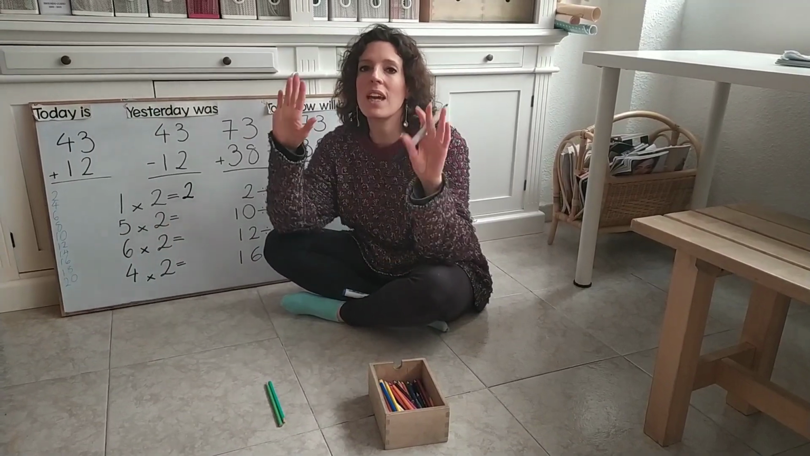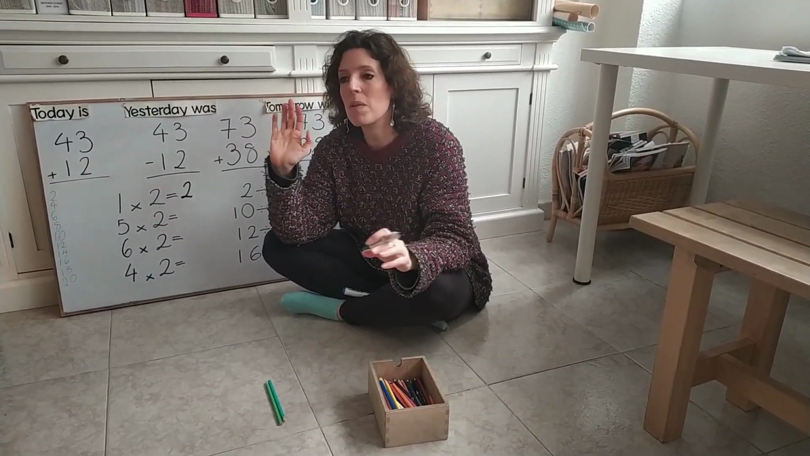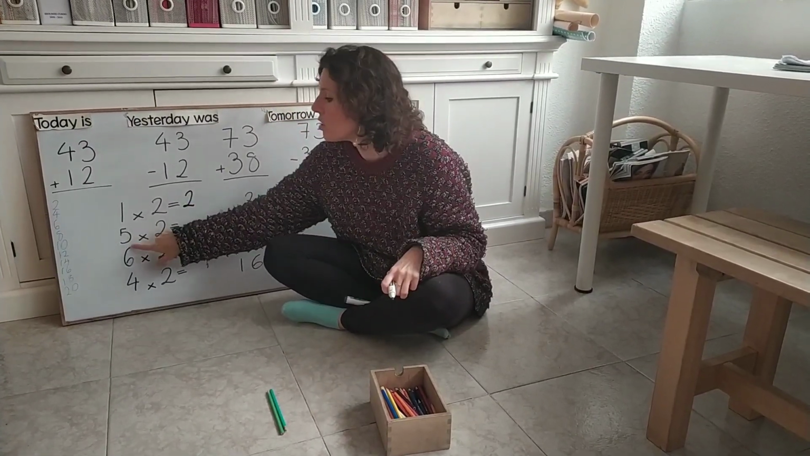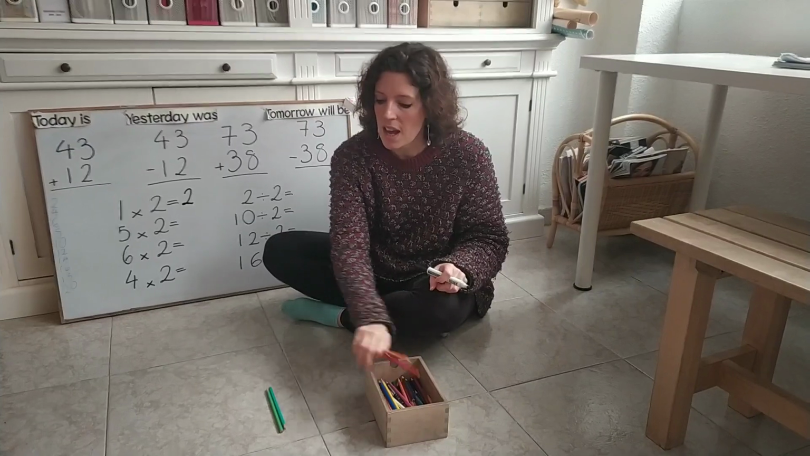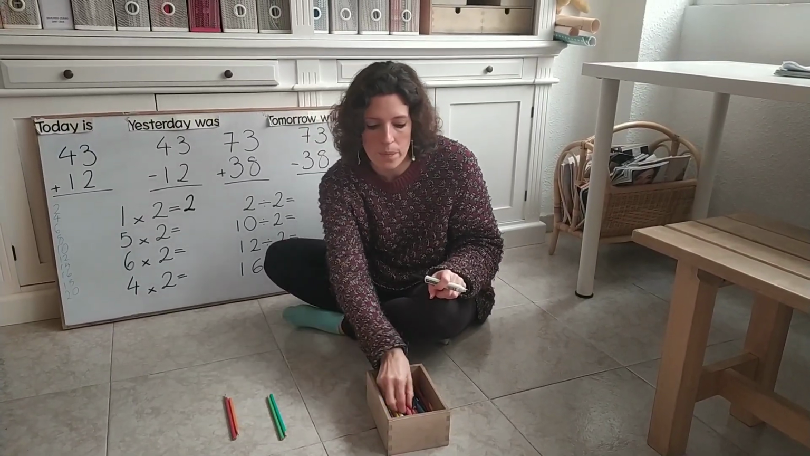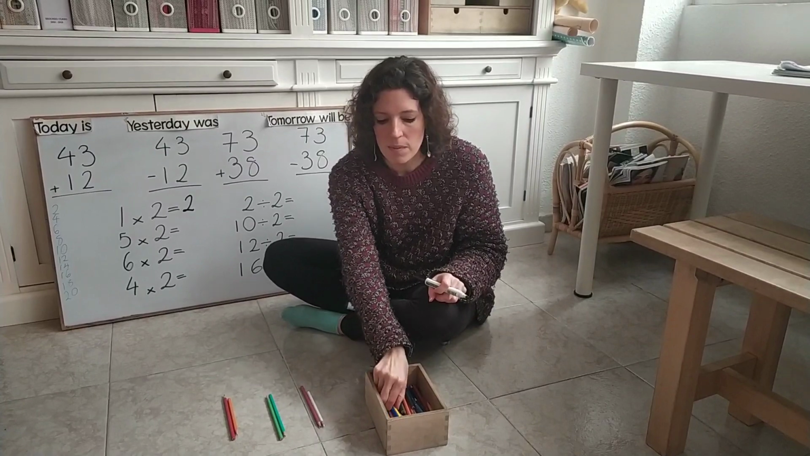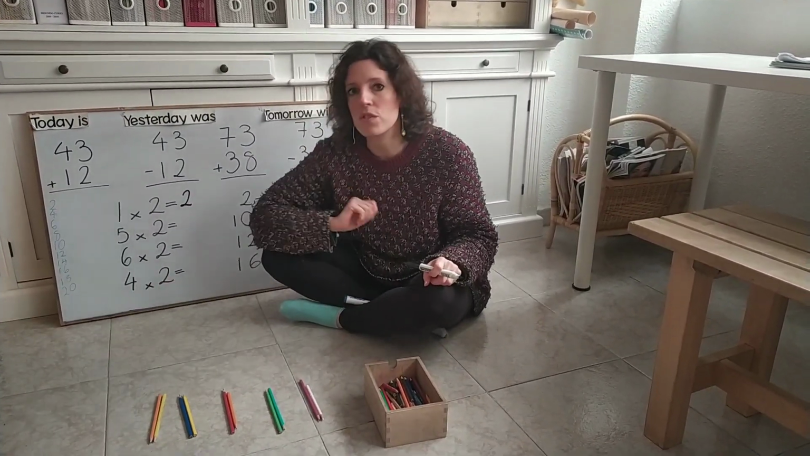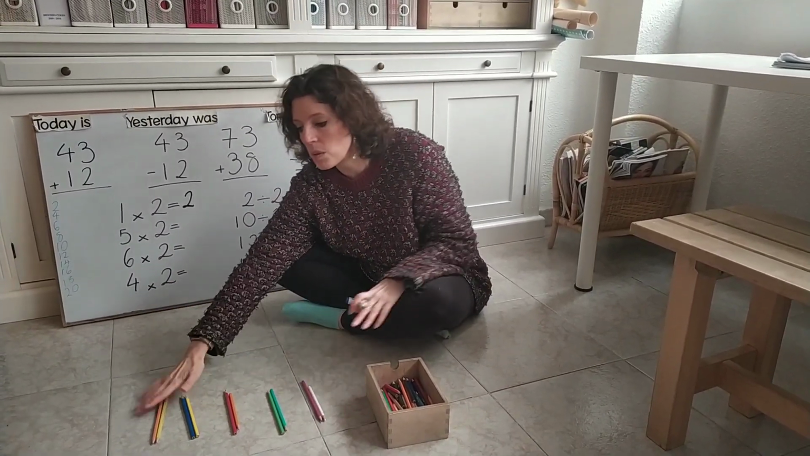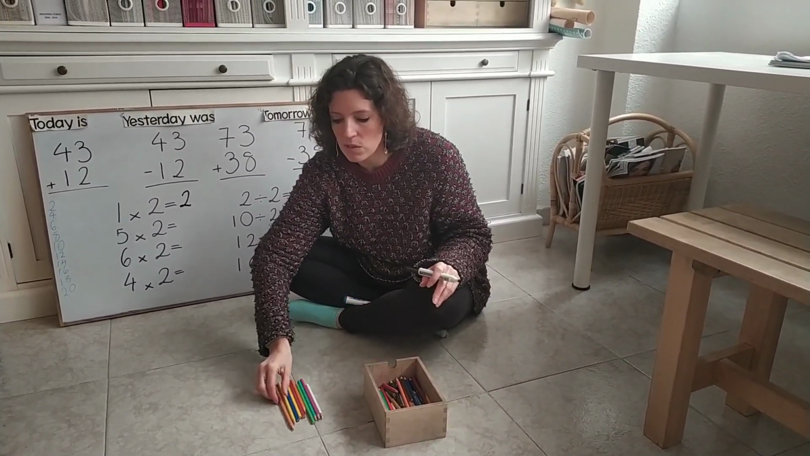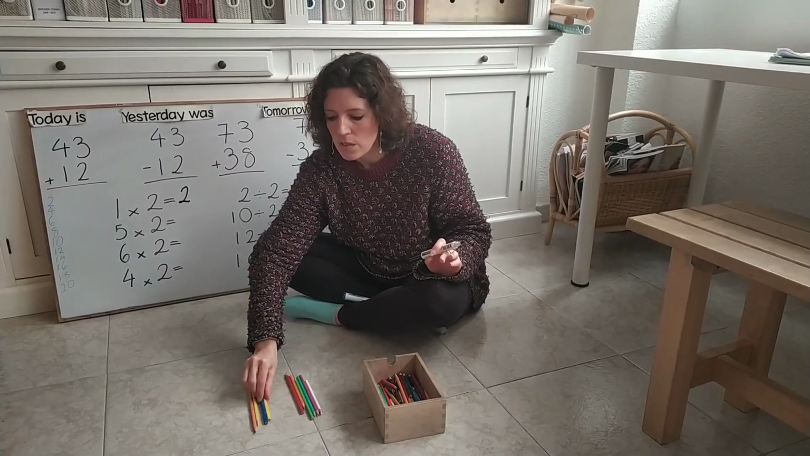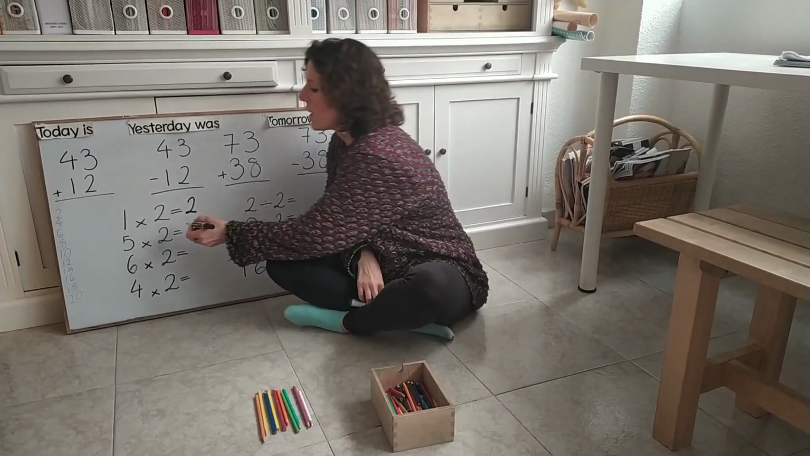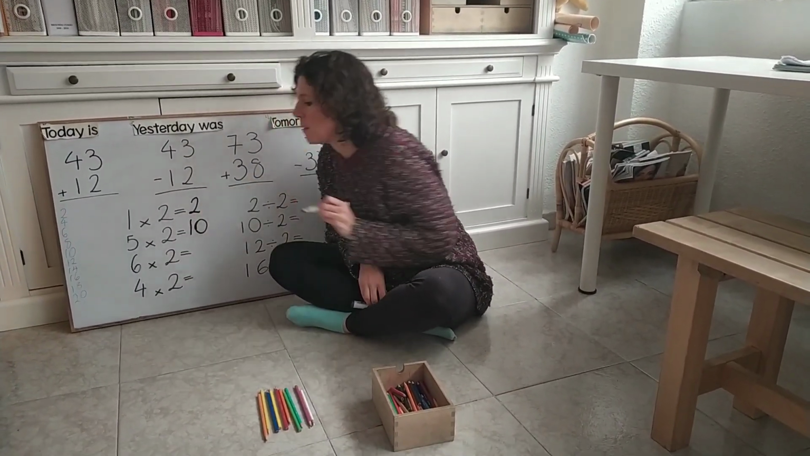5 times 2. Again, I can count in twos, okay, on my fingers. 2, 4, 6, 8, 10. 5 groups of 2. Or I can do 5 groups of 2s with pencils. I have one group, 2, 3, 4, 5 groups of 2. Okay, I then have to count them all together. I put them together and I count. In twos, please. 2, 4, 6, 8, 10. Okay, 5 times 2 is 10.